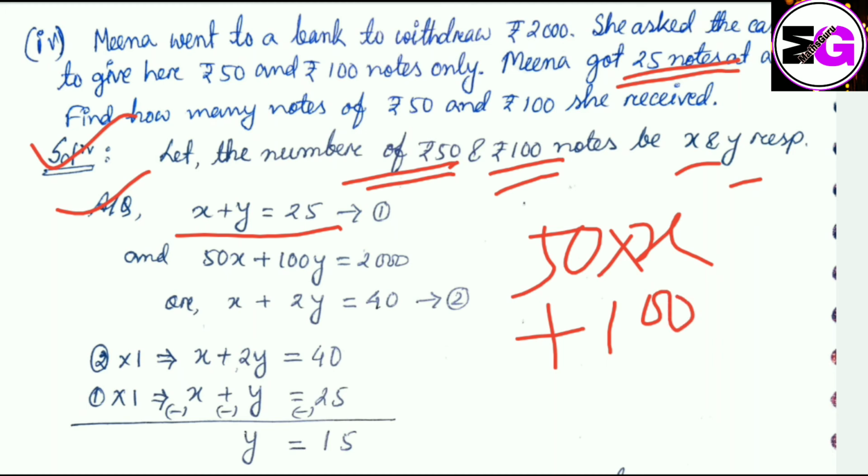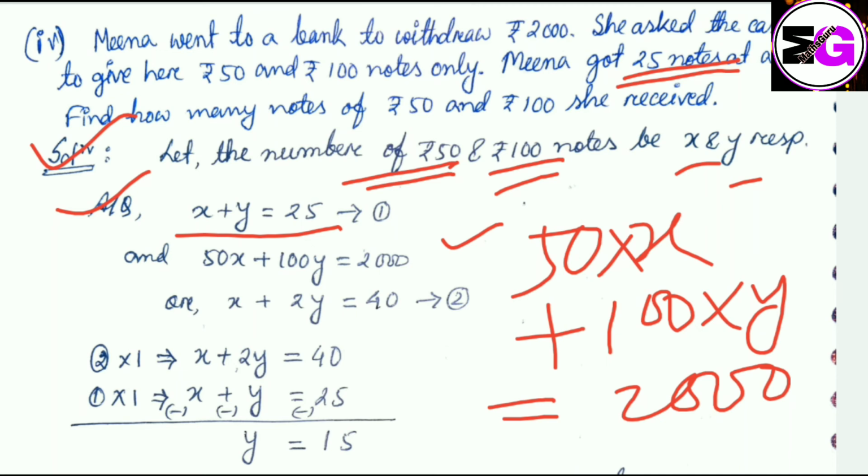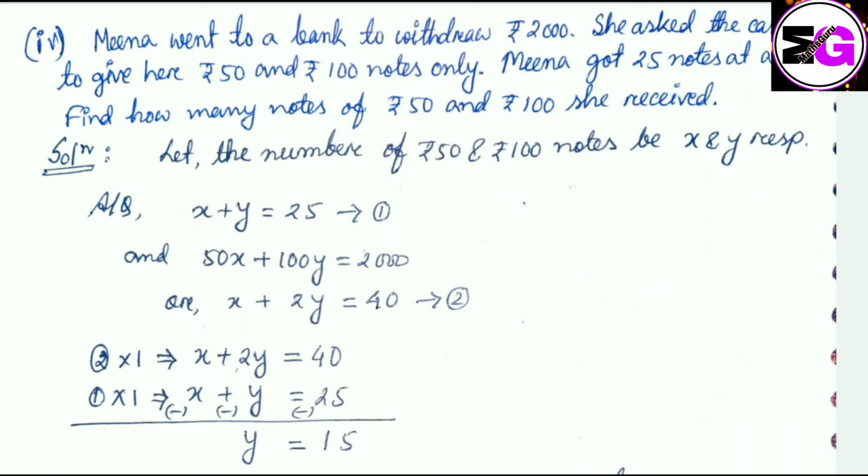And the 50 rupee notes are x, so 50x plus 100 rupee notes are y, so 100y. If we add the two, we get 2000. So this one: 50x plus 100y is equal to 2000. If we cancel 50 throughout, x plus twice y is equal to 40. So the earlier one is equation number 1 and this one is equation number 2.